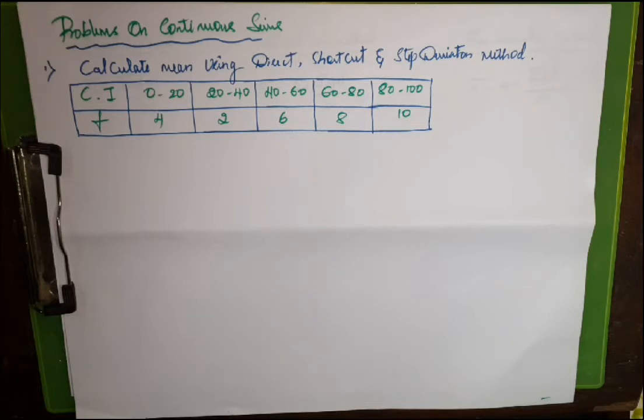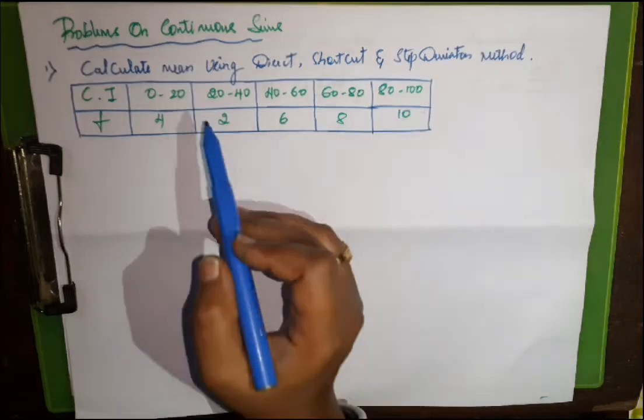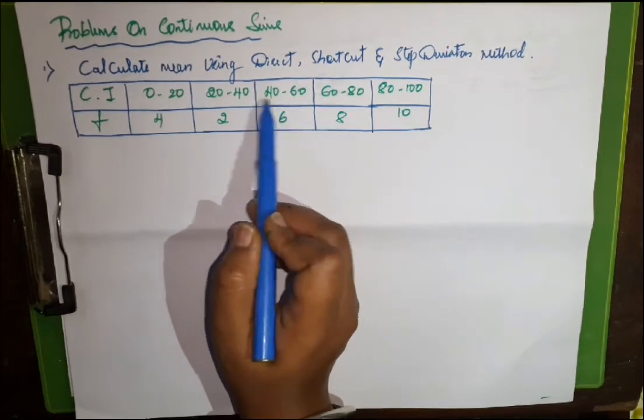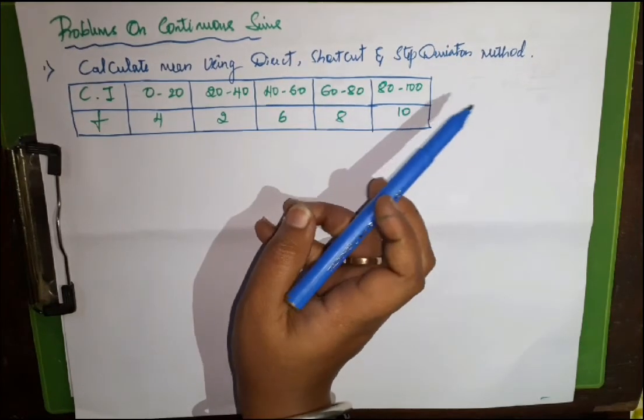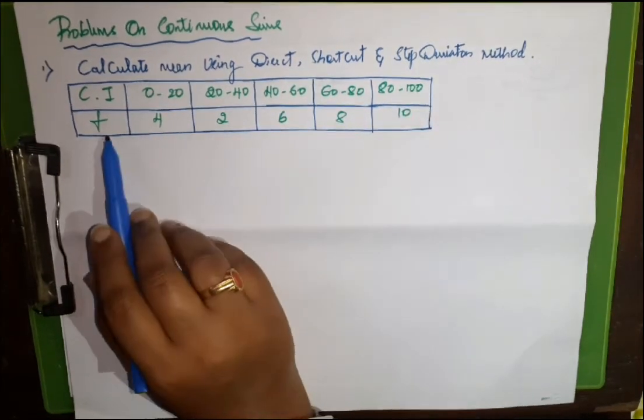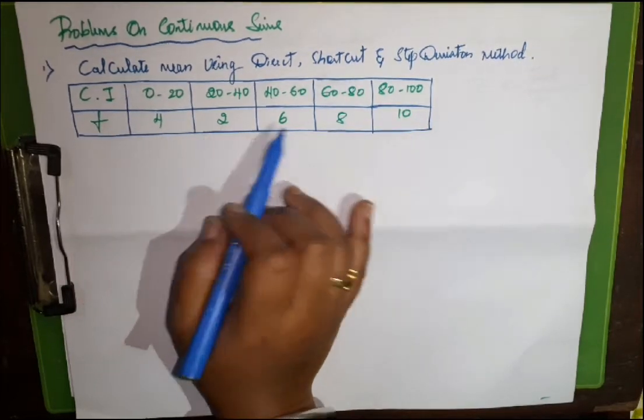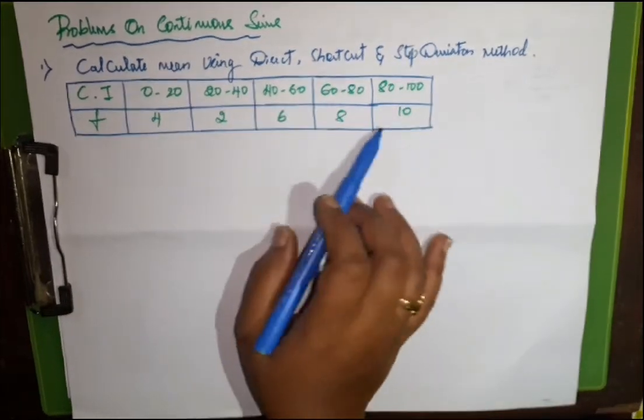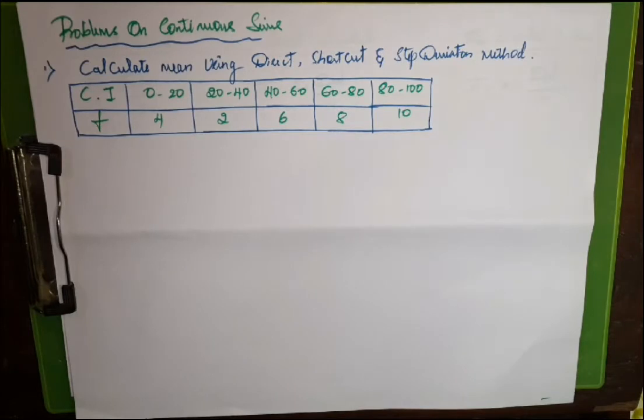So look at the first question. Calculate mean using direct, shortcut and step deviation method. They have given the class intervals. The continuous series consists of the class intervals 0 to 20, 20 to 40, like this up to 100. Frequencies 4, 6, 8, 10 they have given, right?